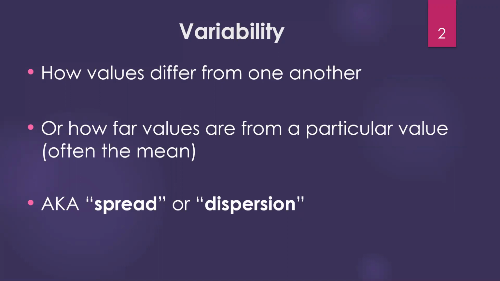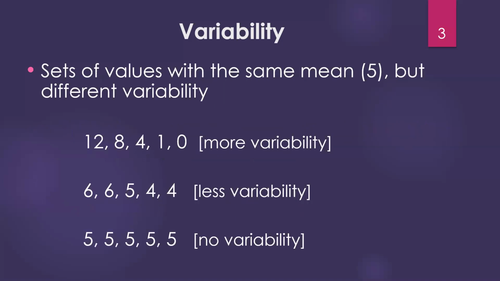If we think back on chapter 2, measures of central tendency are really about how similar values are, right? What's the one value that best summarizes all values? And variability does the opposite. Variability is measuring how different values are from one another.